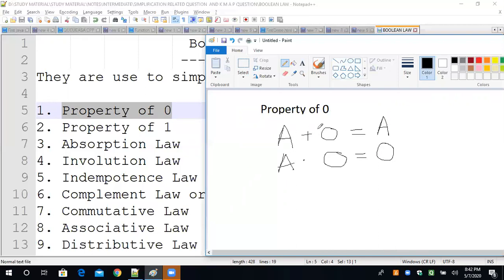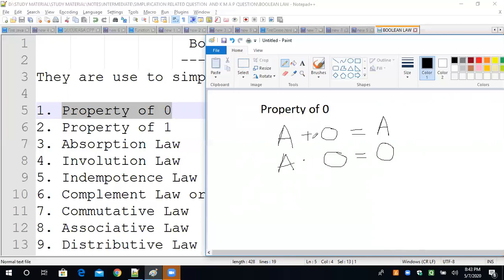The variable we are adding with 0, it may be any variable A, B, C, D, X, Y, any. That variable will be received as an output if we are adding that variable with the 0. But if we are multiplying a variable with the 0, then definitely we will get 0, because anything multiplied by the 0 you will get 0. Okay, now I will check. This is basically the property of 0, but we have to prove each and every one.